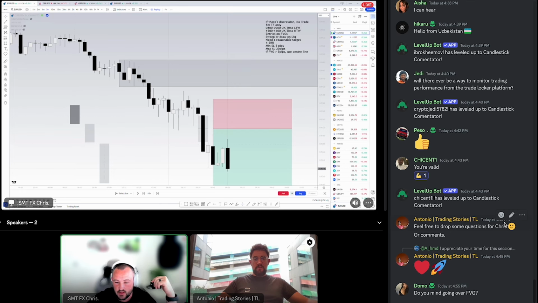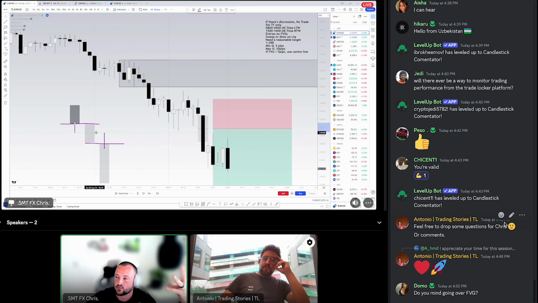So what this is showing us is that there is a gap in price between this low and this high. That also includes the wicks. If we see a wick pushing up to here and there's a wick pushing down there, there's no fair value gap. It means that price has been inside that candle's range at some point.